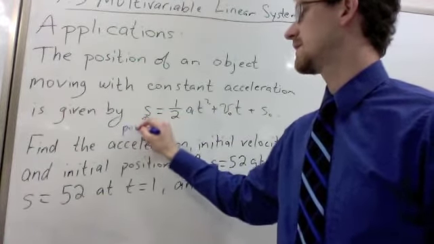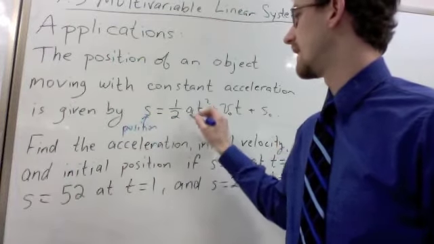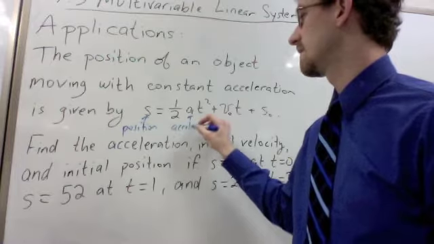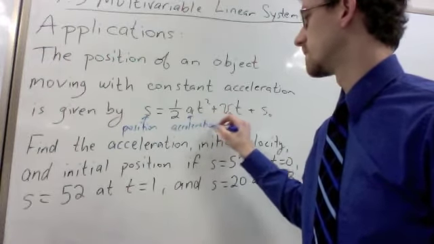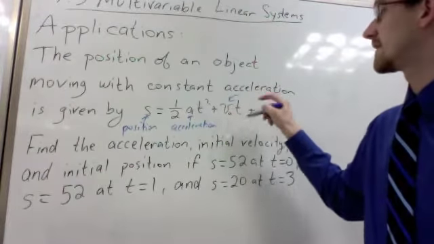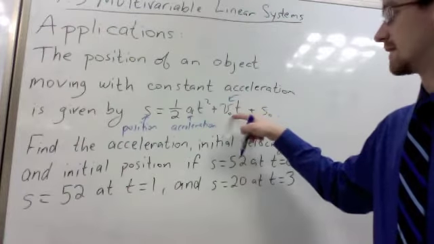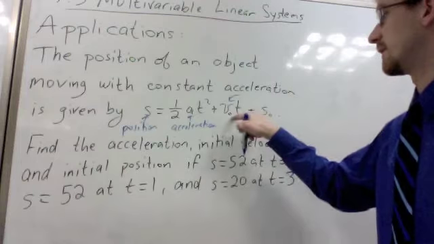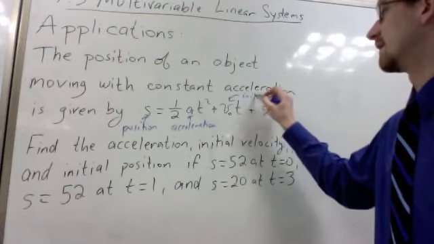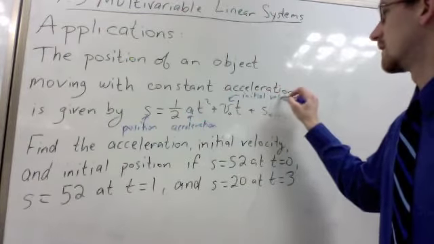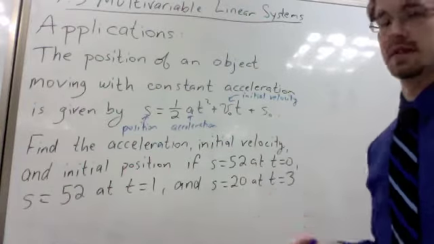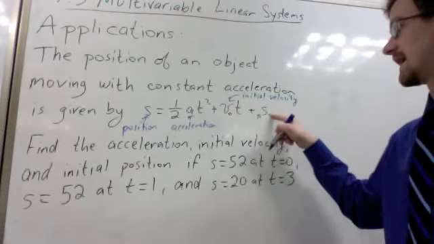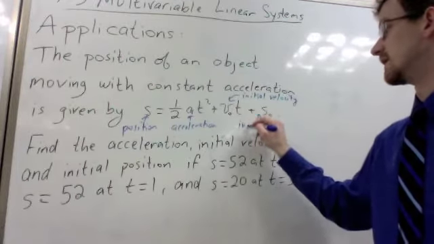is the position of the object, a, as you might guess, is the acceleration, v stands for velocity. This little 0 means naught, N-A-U-G-H-T, which means initial velocity. It's the velocity an object starts out with. And s, remember, stands for position, so s naught is initial position.